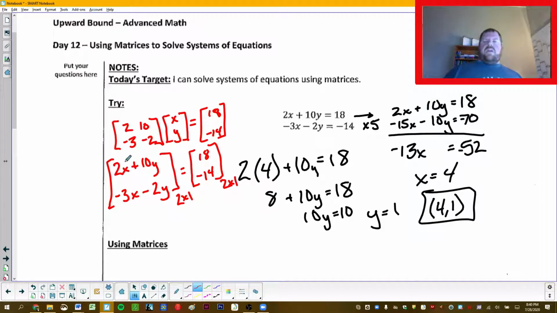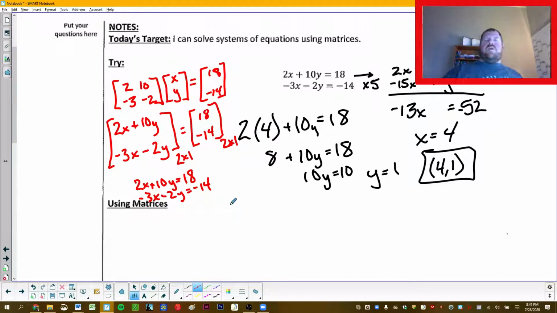Well, apparently, 2x plus 10y equals 18. That's what that means. So you'd say 2x plus 10y equals 18. And then you'd also say that negative 3x minus 2y equals negative 14. Those are the requirements for these two matrices to be equal and for this statement to be true up here. So this is kind of working backwards. Since it works backwards, it works in the forwards direction too. It's a really neat thing.